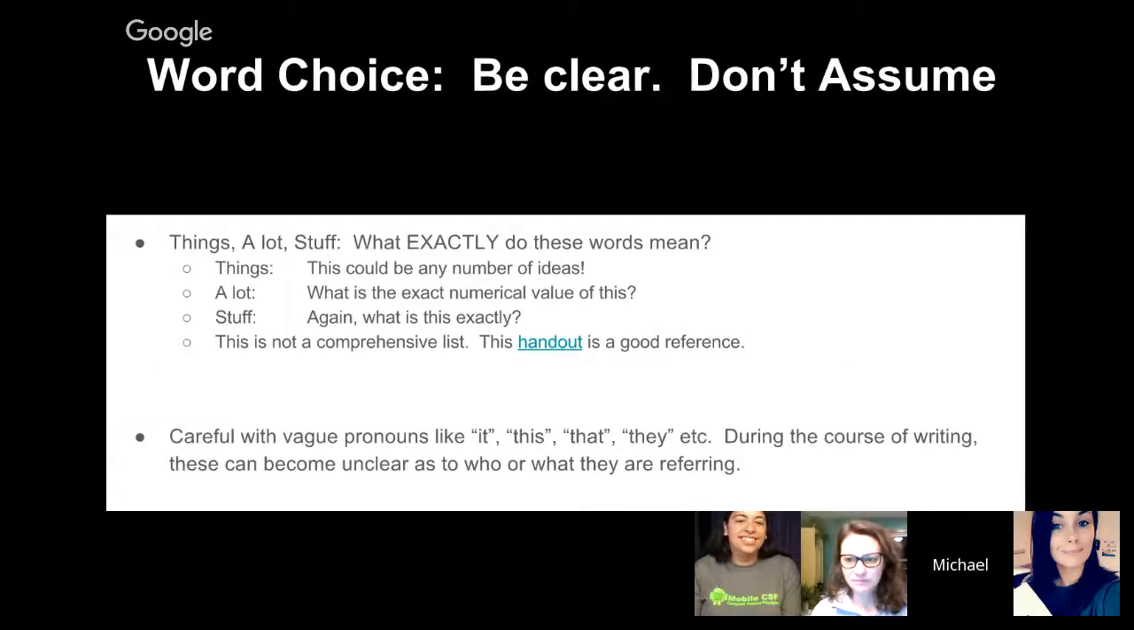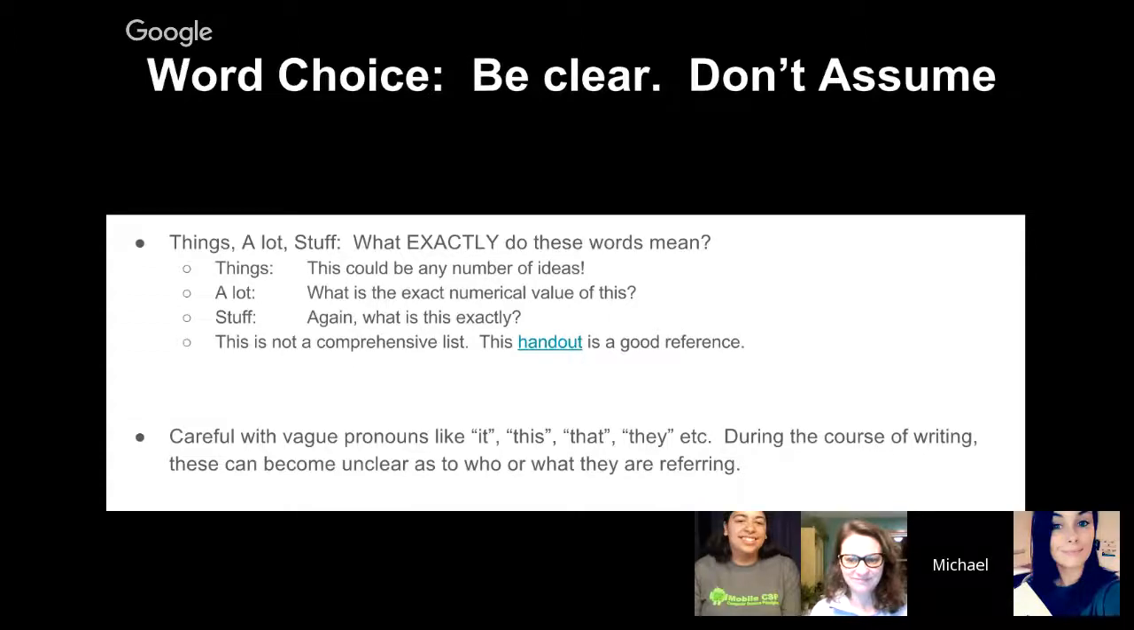Word choice. Beyond just jargon, there's also just how you choose to use your words. If you have 100 words that you get to use in one of these sections, all of them become important. And so former students of mine always remember this. There's certain words like things, a lot, and stuff. I kind of wish they weren't in the English language because they couldn't be more vague.